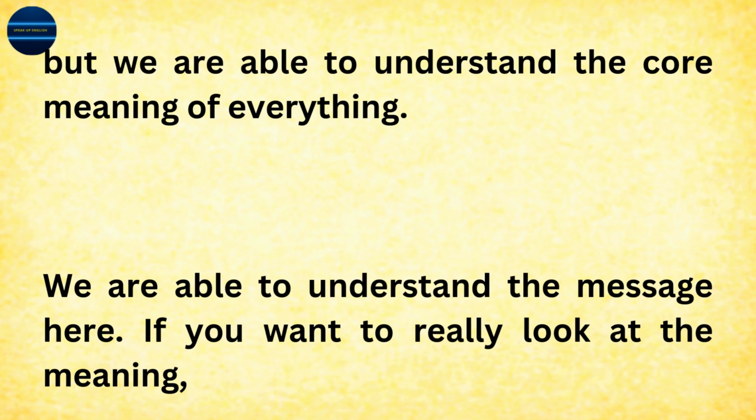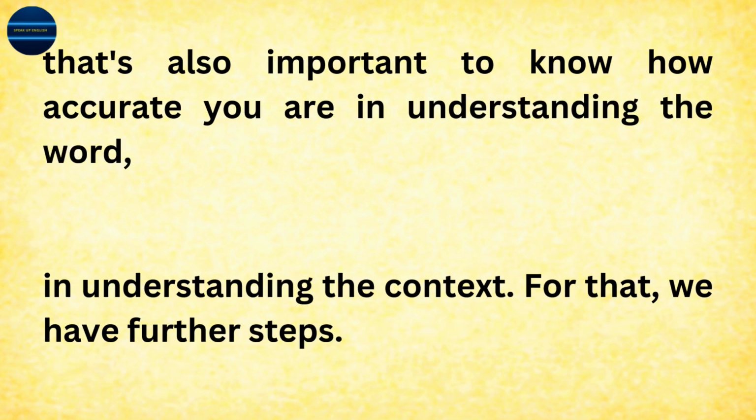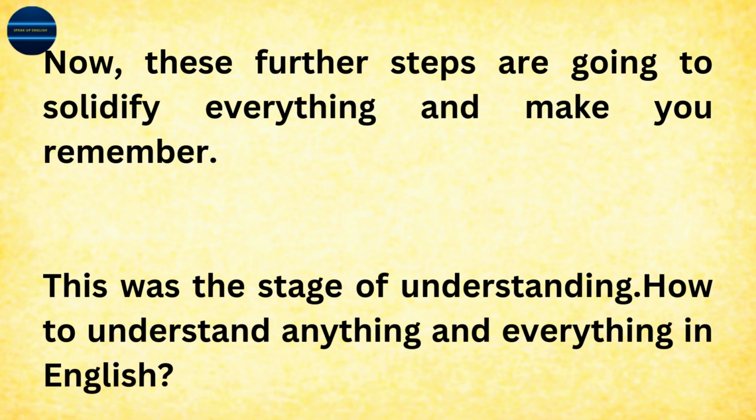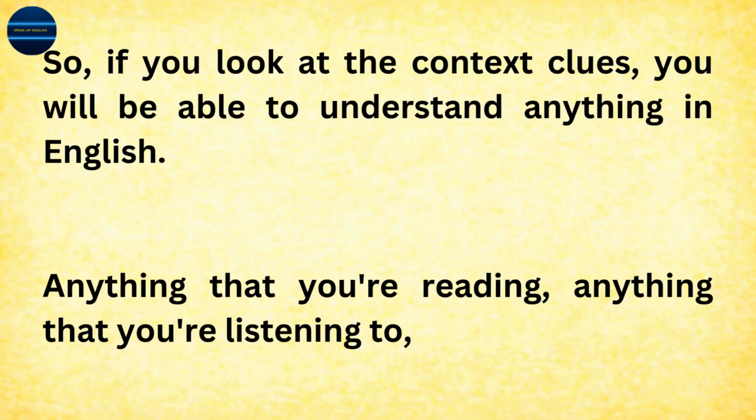We are able to understand the message here. If you want to really look at the meaning, that's also important to know how accurate you are in understanding the word and understanding the context. For that, we have further steps. Now, these further steps are going to solidify everything and make you remember. This was the stage of understanding. How to understand anything and everything in English? So, if you look at the context clues, you will be able to understand anything in English.